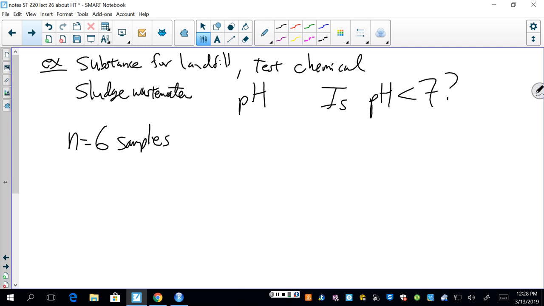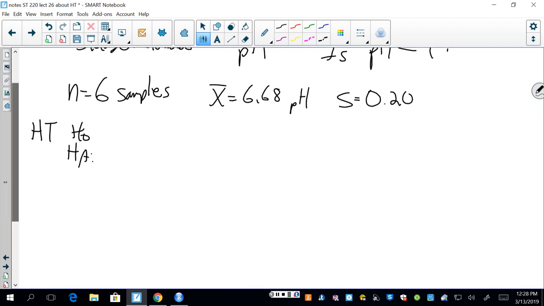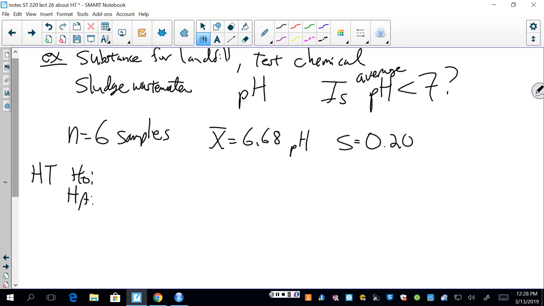In these 6 samples, the average equals 6.68 on the pH scale with a standard deviation of 0.20 across those six measures. And so, is the average pH less than 7? One way to answer this is with a hypothesis test. We can directly answer that with null and alternative hypotheses: the average pH is 7 versus the average is less than 7. Are we convinced that it's less than 7?